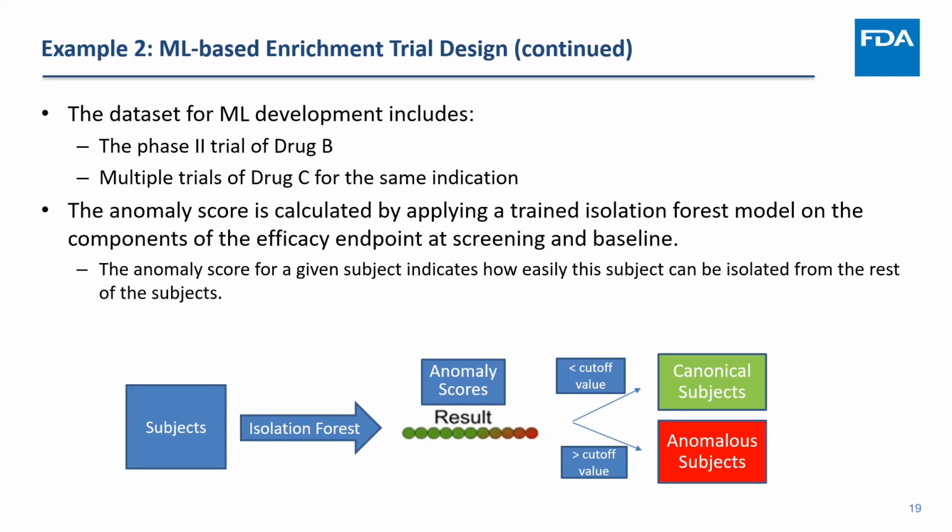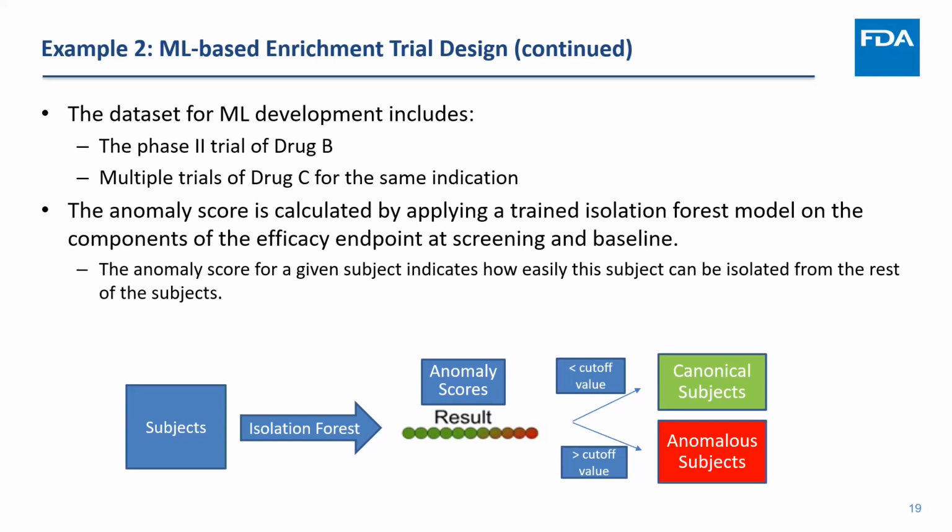The anomaly score is calculated by applying the trained isolation forest on the components of the efficacy endpoint at the screening and the baseline. So let me explain a little bit. They don't use any post-treatment data. Screening is actually earlier than baseline. Screening and baseline have about 10 days difference. Then they compare the difference.